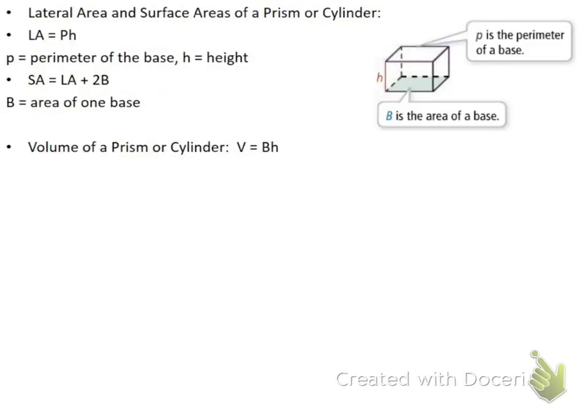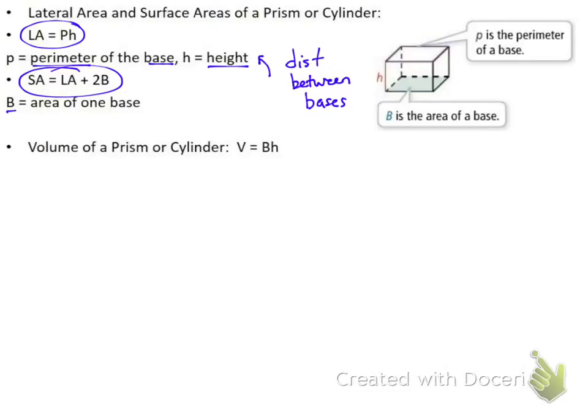So the three formulas that we'll have here: to find my lateral area, I can take the perimeter of the base and multiply it by the height, and the height is the distance between the bases. The surface area, I'm going to take the lateral area and then add 2 times B, where B is the area of one base. And then to find the volume, I just take the area of the base and multiply by that same height, which is the distance between the bases.